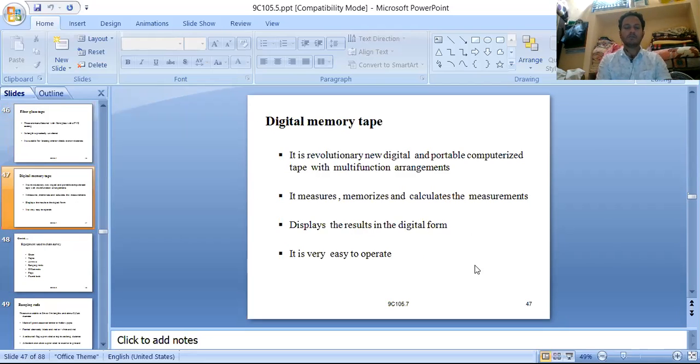Finally, we have digital memory tape. It is revolutionary new digital and portable computerized tape with multifunction arrangements. It measures, memorizes, and calculates the measurements. Displays the results in the digital form. It is very easy to operate. As it is digital, we no need to remember. All the results are saved or we can access at any time and no need to take the measurements as it displays on the display module.